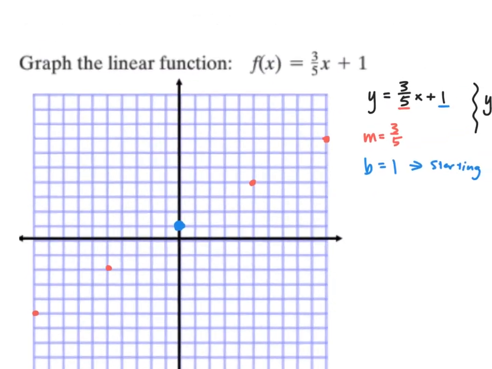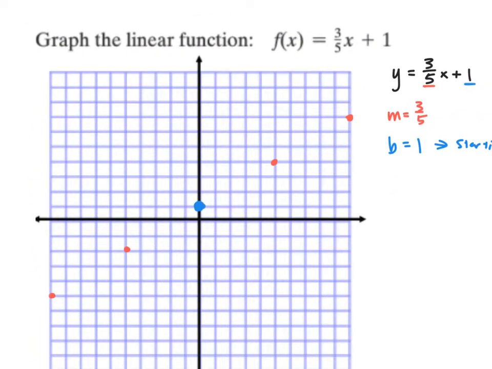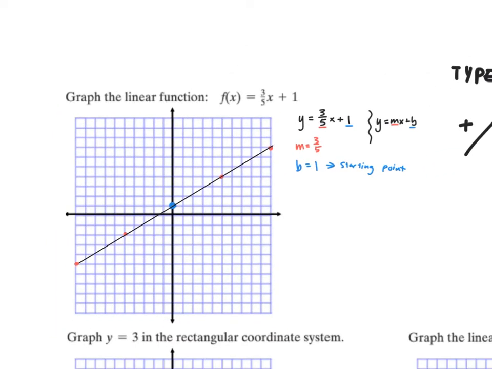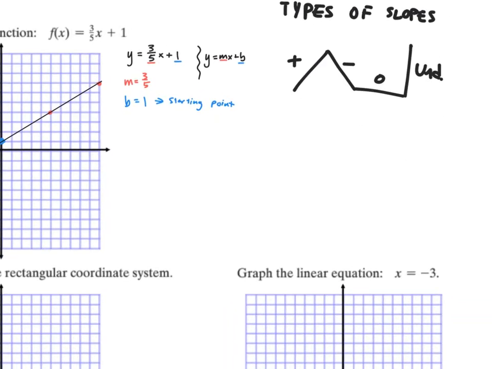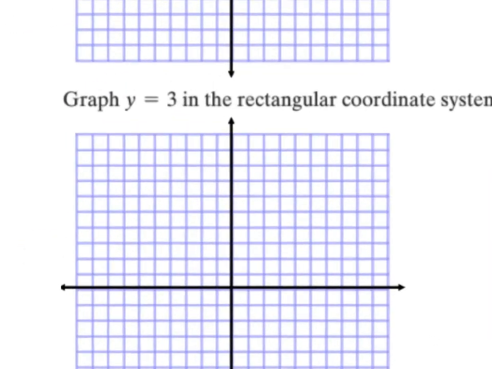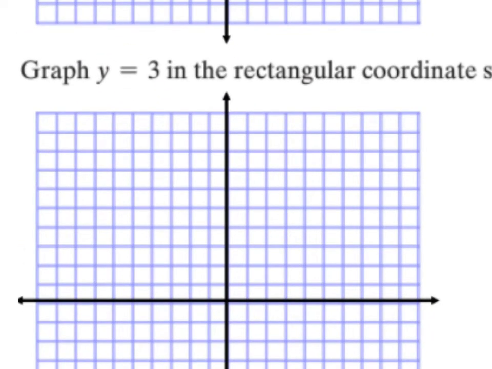All right, so I have this line here, and what I want to do is connect them and make a line going through all those points. And that's how I would graph that equation. Now let's graph a couple of these problems where we've got horizontal lines. So if I have the line y equals 3, that's just going to be a horizontal line through 3.